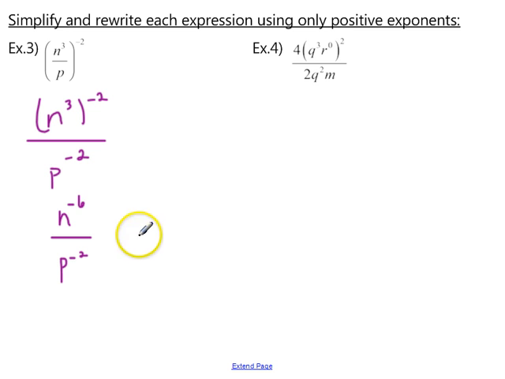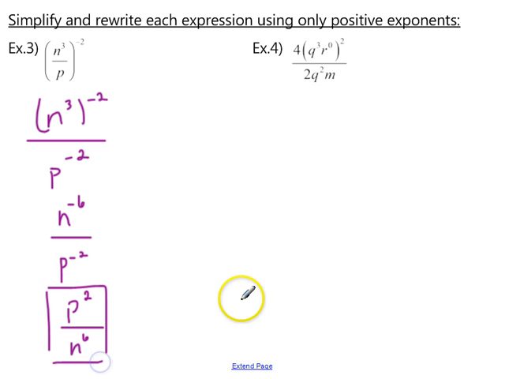And then lastly, we need to get rid of negative exponents. So since both of these happen to be negative, we actually need to move both of them. So the p squared is going to come to the top, and then n to the 6 is going to go to the bottom, and that's how we make the exponents positive. And here's our simplified expression.